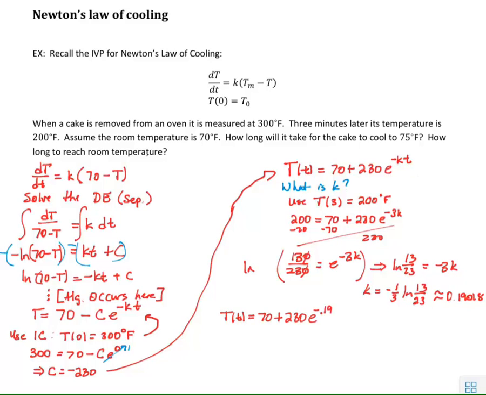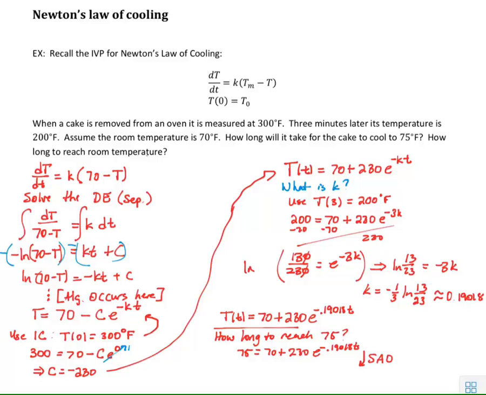So if we plug that back into our model equation that we'd come up with up here, we have T of t is equal to 70 plus 230 e to the negative 0.19018t. And now we have enough information to answer the question of how long it takes to cool to 75 degrees. We want to find what t, the little t, is, so that this whole thing is equal to 75 degrees. So to answer that question, how long to reach 75, we're going to set it equal to 75 and solve for little t, which is time. So 75 is equal to 70 plus 230 e to the negative 0.19018t. Subtract the 70 across, divide by 230.